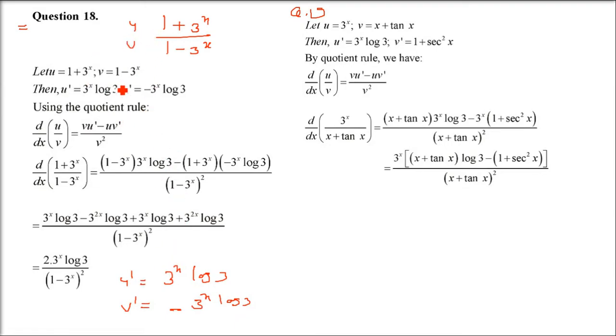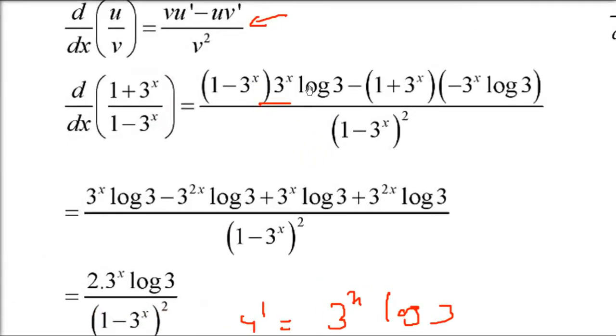Now you have to multiply v with u dash, and u with v dash, and then subtract them, and then we have v square. So we multiply this. When we multiply, you have to multiply each and every term. I hope you will be able to do this. In the denominator you have 1 minus 3 raised x whole square, that is v square. This will remain as it is throughout the question.